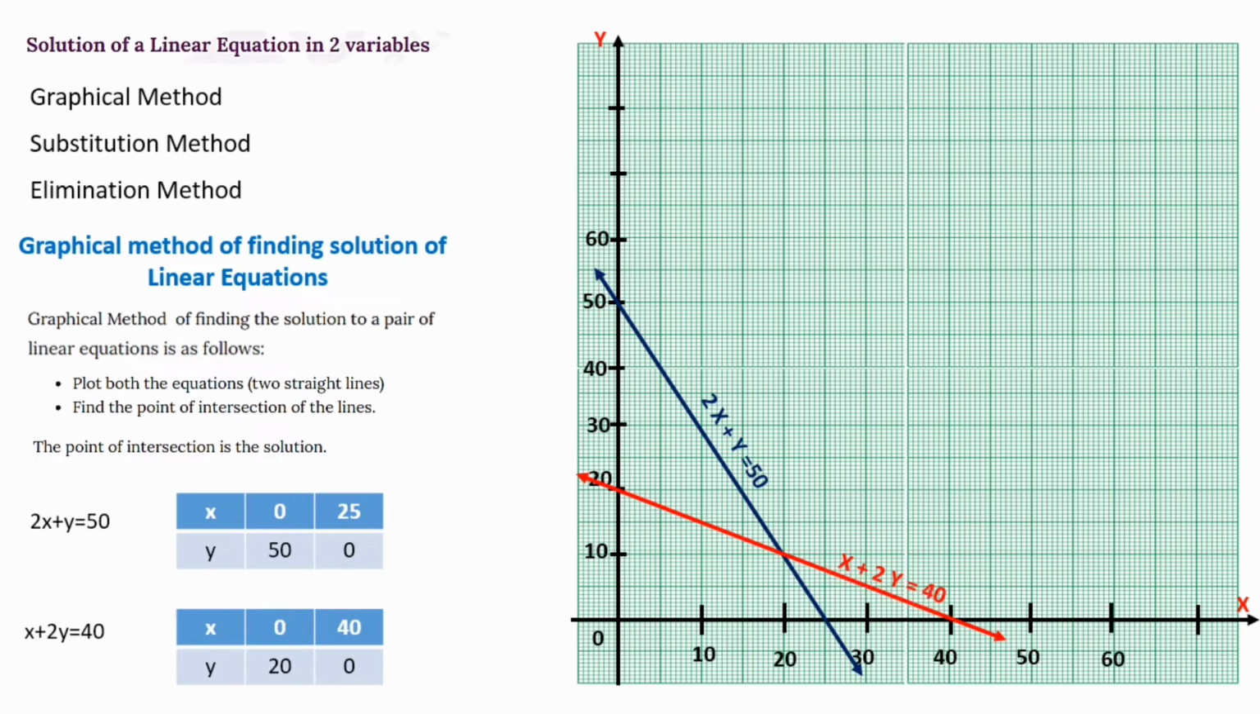And as we have said before, find the point of intersection of the lines. The point of intersection is the solution. Point of intersection in the sense meeting point of two lines. Here the two lines are meeting at this point. So that point is 20, 10. X value is 20, y value is 10. So 20, 10 we have to mark. So here the solution is x is equal to 20, y is equal to 10.